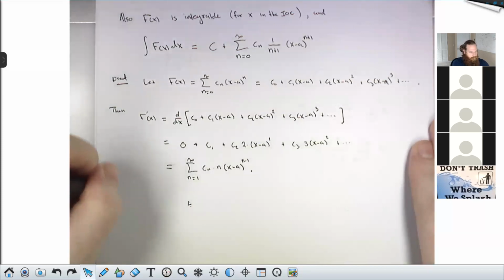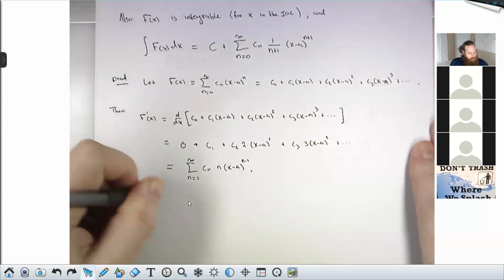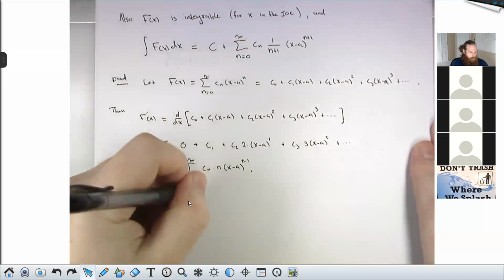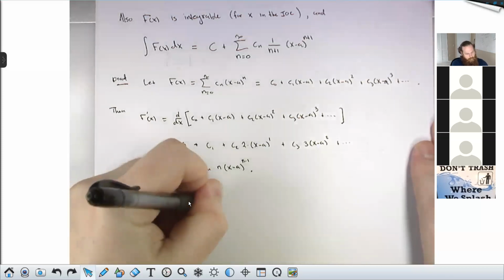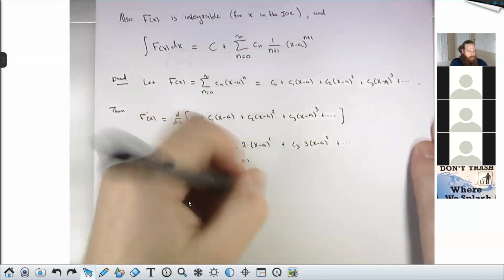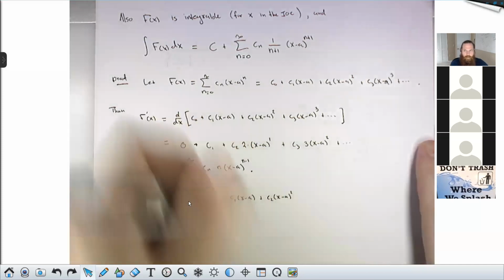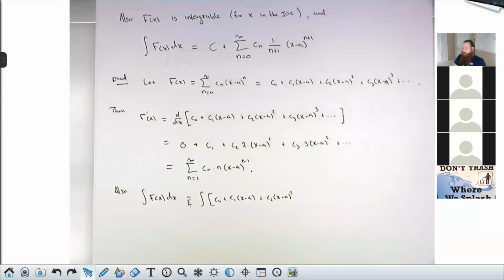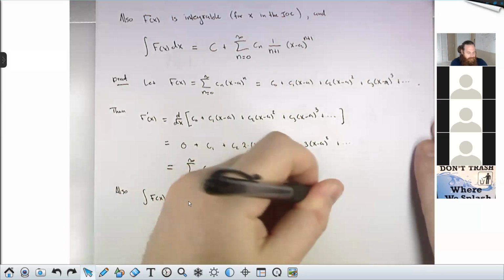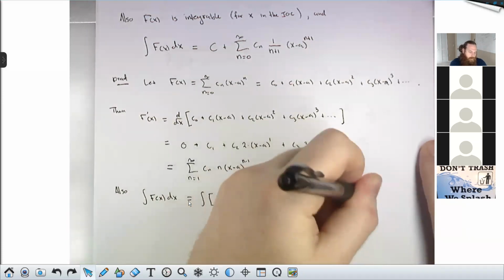Also, the integral of f, that would be the integral of C0 plus C1 times (x minus a) plus C2 times (x minus a) squared. Is that a black cat or a white cat? Okay, good. Plus C3 times (x minus a) cubed and so on, done dx.